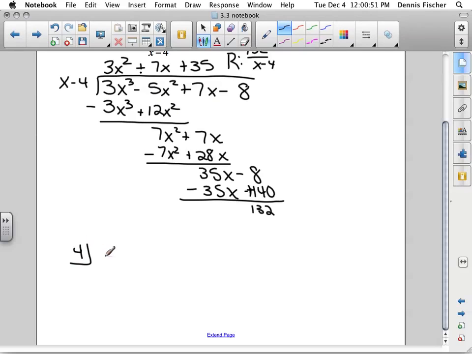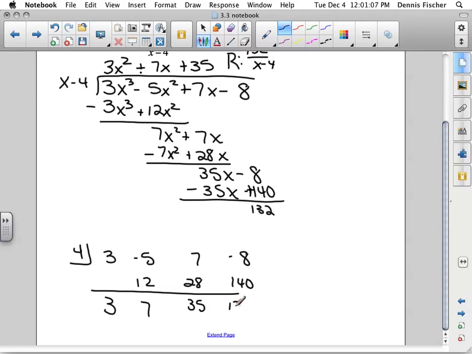Did you do it both ways? I got both. Also, 3, 12, 7, 28, I got a 35. 35, 140, 132. Oh, it's minus 8. Agree? Yeah, this way's a lot faster, but it's a nice way to check your answers too, you know?